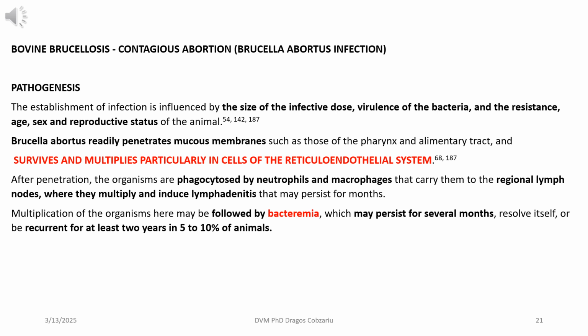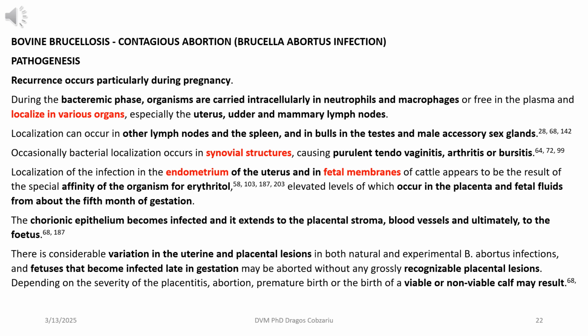Multiplication of the organisms here may be followed by bacteremia, which may persist for several months, resolve itself, or be recurrent for at least 2 years in 5 to 10% of animals. Recurrence occurs particularly during pregnancy. During the bacteremic phase, organisms are carried intracellularly in neutrophils and macrophages or free in the plasma and localize in various organs, especially the uterus, udder and mammary lymph nodes. Localization can occur in other lymph nodes and the spleen, and in bulls in the testes and male accessory sex glands. Occasionally bacterial localization occurs in synovial structures, causing purulent tenovaginitis, arthritis or bursitis.